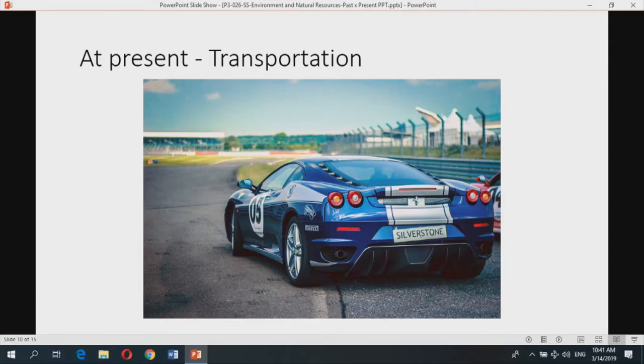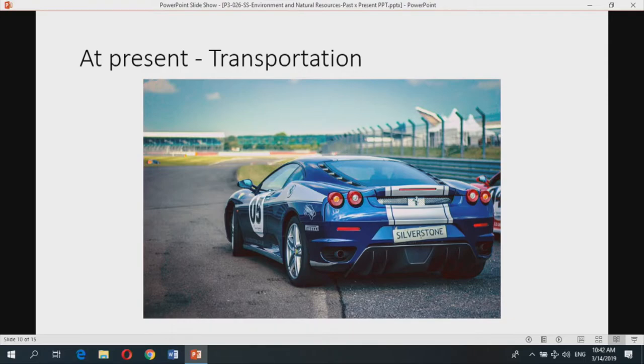At present, transportation. What can you see in the picture? Car. A car. A supercar. This is a Ferrari. Yes. Does this look like a nice car? Yes. Do we have cars nowadays? Yes. So how most people get around now will be in cars. When you are older, you will learn how to drive cars.